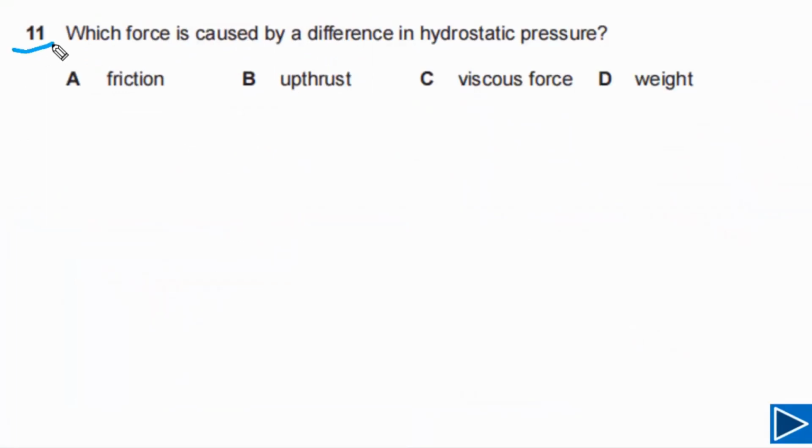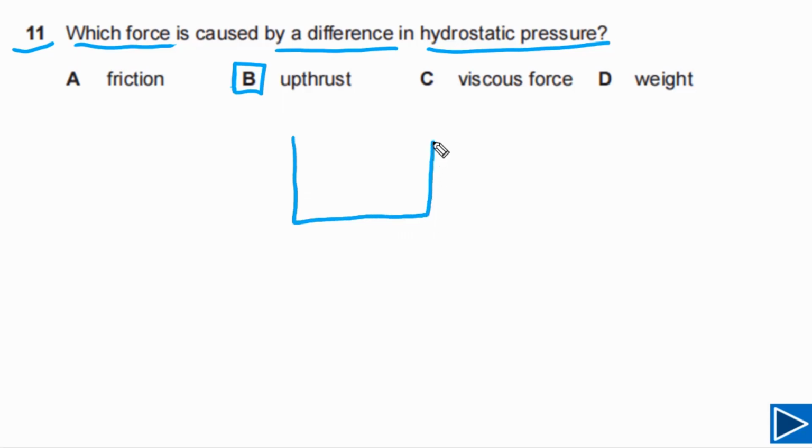For question number 11, we need to find out which force is caused by a difference in hydrostatic pressure, and that force is upthrust. So let's try to understand a little bit more about upthrust. Imagine that we have a fluid inside this container and an object is placed here. So this one is our object. On this object, there is a force acting in upward direction, and that force is what we call upthrust. In this case, there is a pressure acting on this object, P1, that is here, and there is also pressure acting on this one, that is P2.